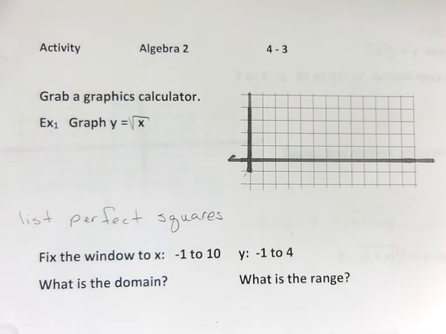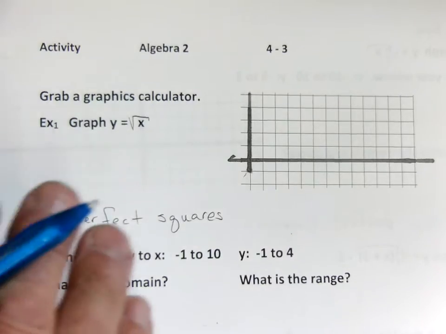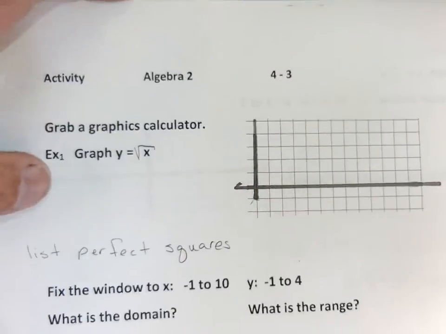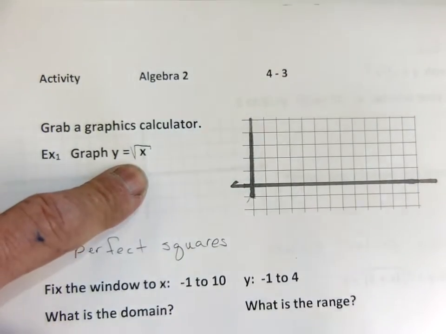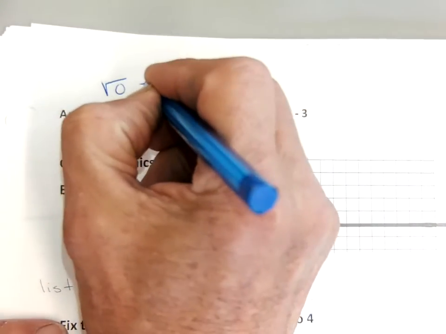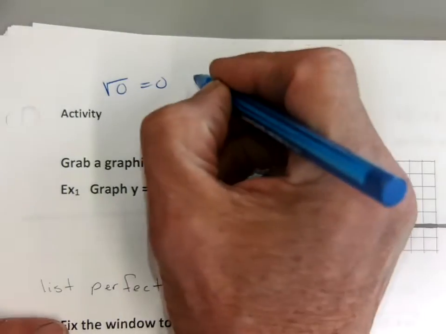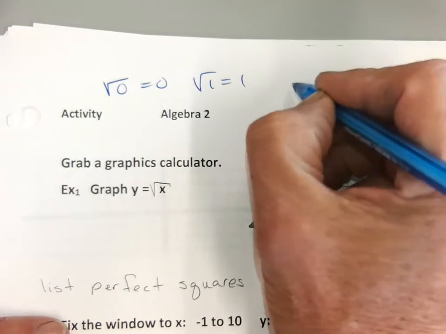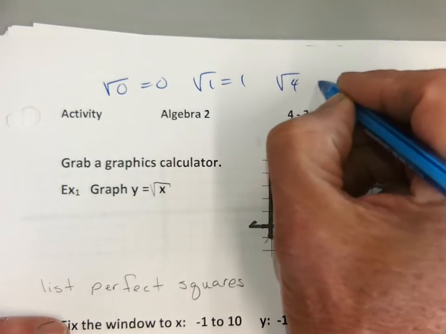Right, you guys. Okay, watch. Here we go. And Kevin, come sit down. So, we're going to do square root graphs, but before we do square root graphs, let's write these numbers down. Square root of 0, square root of 1, square root of 4.